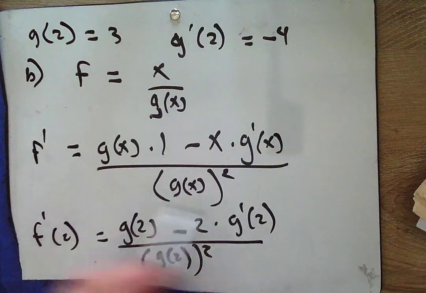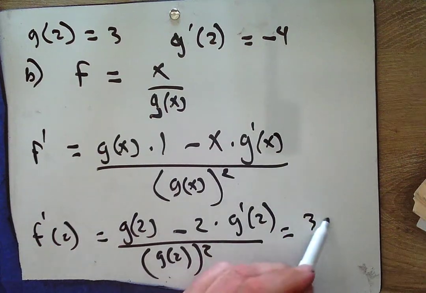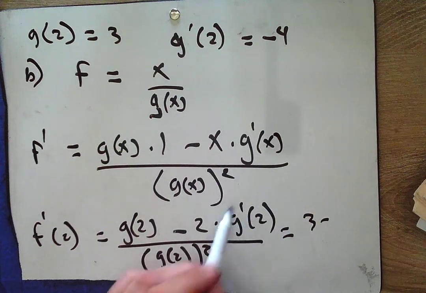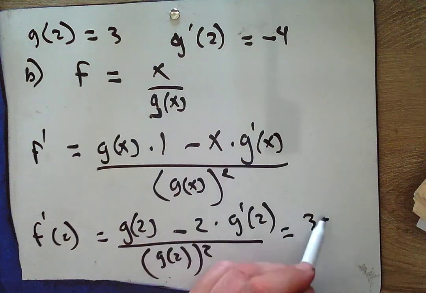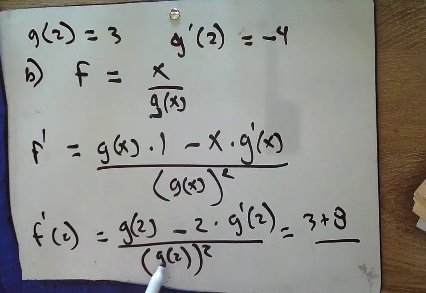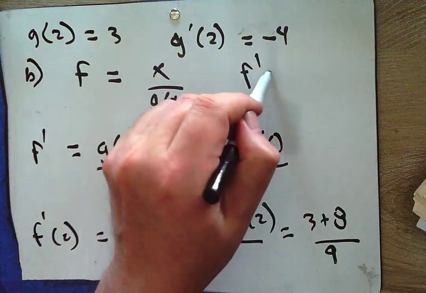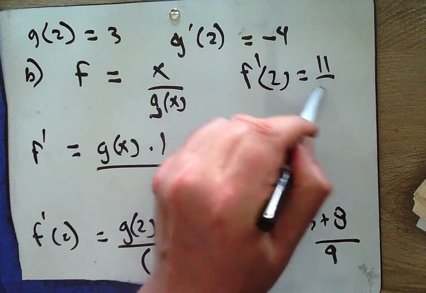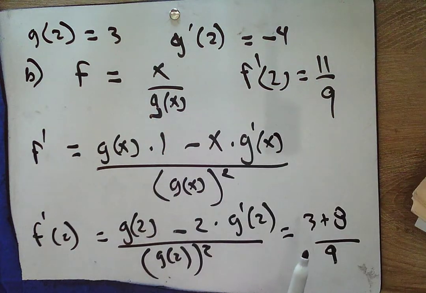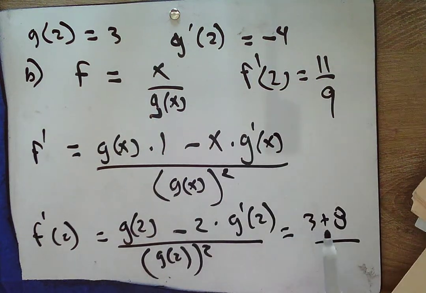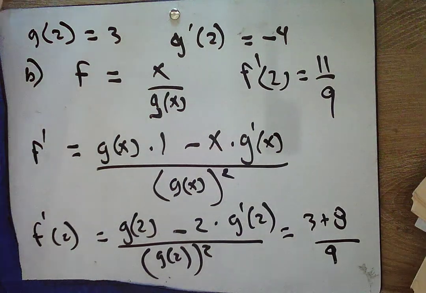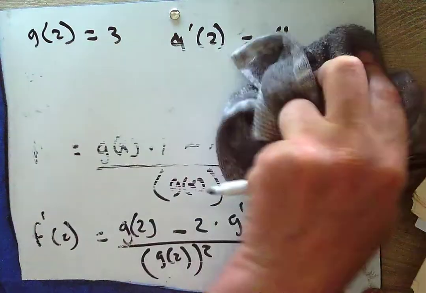So g of 2 is 3, and g prime of 2 is -4. -4 times -2 is positive 8 over g of 2 is still 3. 3 squared is 9. And so I end up with f prime of 2 equals 11 over 9. Part B, I get 11 over 9. What about part C?